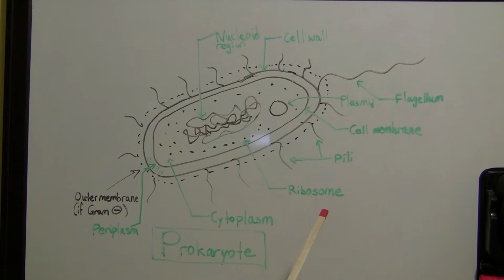These are found within the cytoplasm, and this is the protein synthesis site. So ribosome, cytoplasm, cell membrane, and cell wall are the components also found in eukaryotes. And now we'll get more specific into only components that are found in prokaryotes. So I mentioned that the outer membrane is in gram-negative though. There's gram-positive and gram-negative.